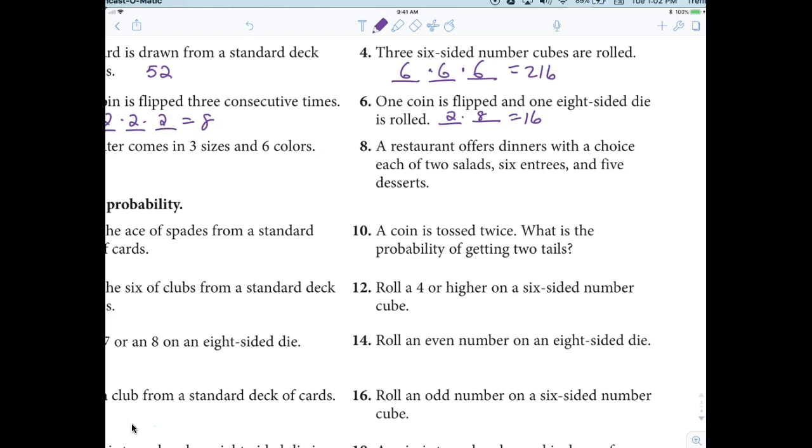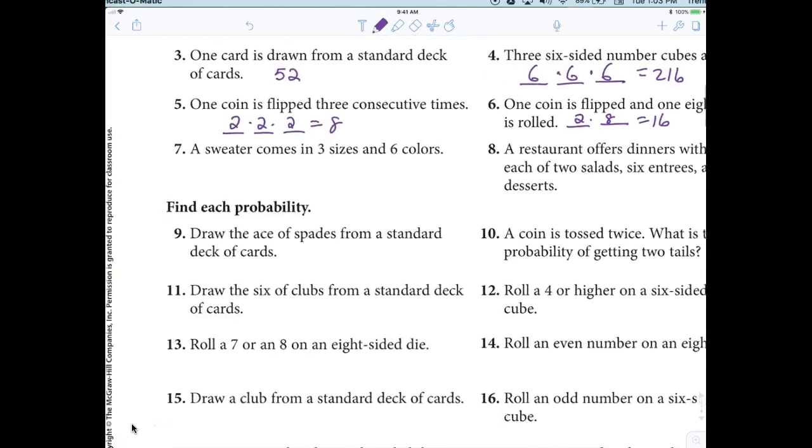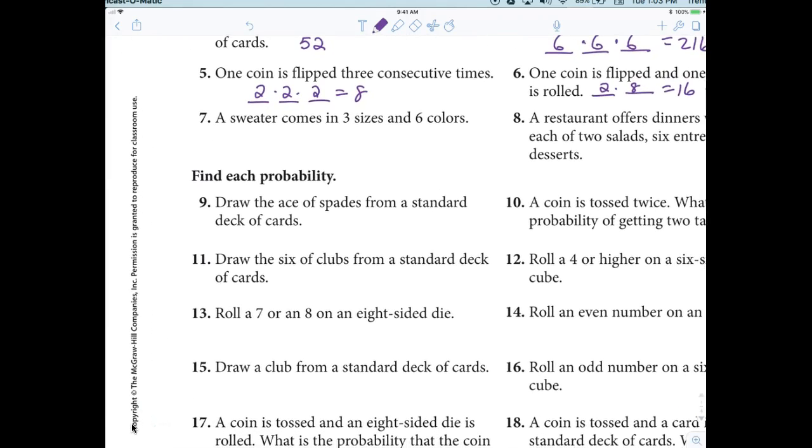All right. Now, everybody try the next one. Don't say anything. Just try the next one. And then you'll understand if you get it right. We got more work to do if you get it wrong. So everybody try number 7. So if a sweater comes in 3 sizes and 6 colors, that means how many different sweaters are there? How many, guys? 18. Right? Again, 3 times 6, 18.